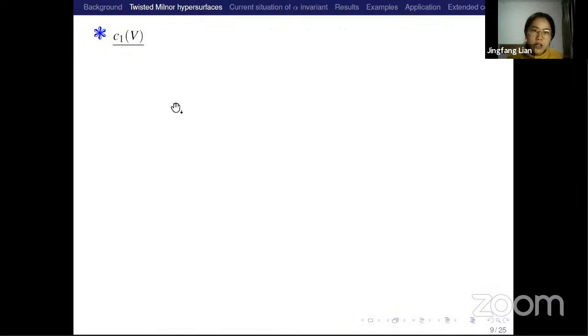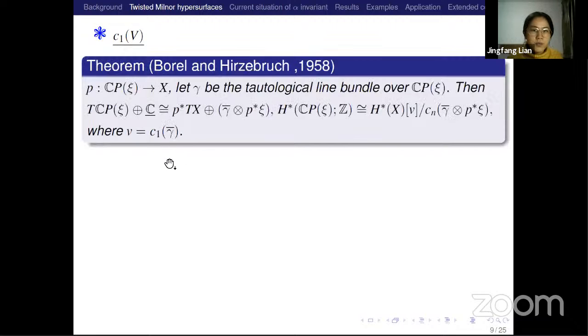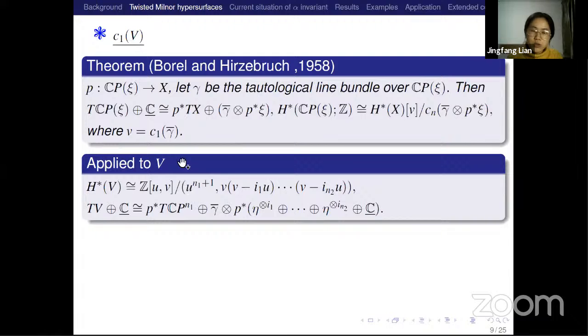And let's look at the Chern class of V. In 1958, Borel and Hirzebruch gave a clear description for the projective bundle. It gives the tangent bundle and its cohomology structure, as applied to V, is just like this. Here I will not say more about its cohomology structure, even though it is important in our calculation. Since the time is limited, I will just explain the first Chern class of V in detail.